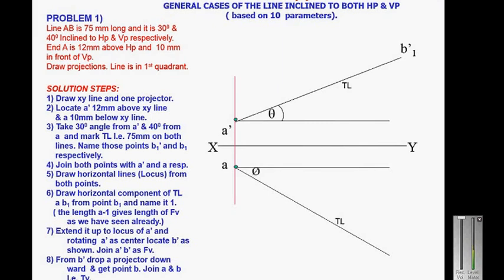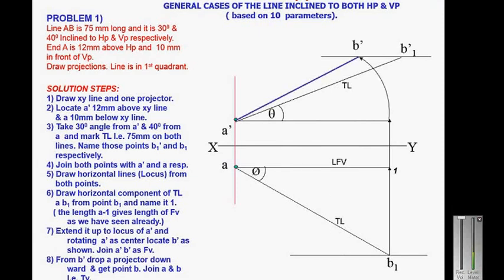This angle is phi because the line is inclined at 40 degrees with the VP. And this is B1. Then draw two locus lines through point B1 dash and B1, and then from B1 project that point to the line which is passing through the point A dash, and then rotate it. You will get the point B dash. Join A dash and B dash.